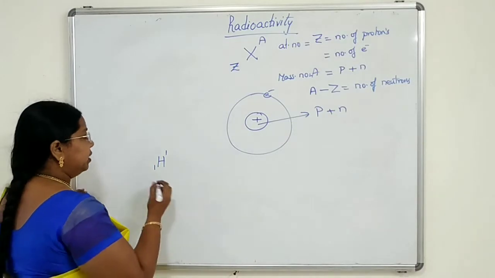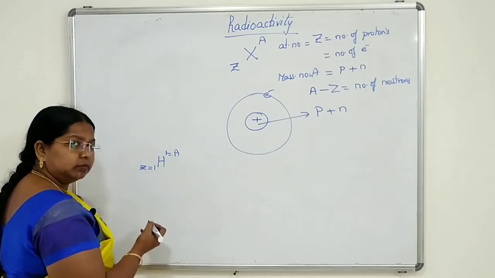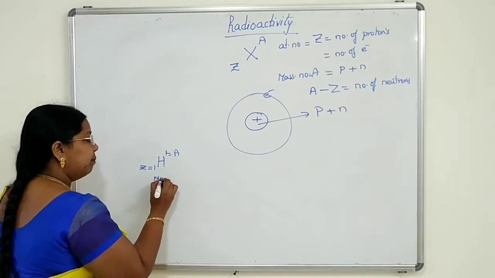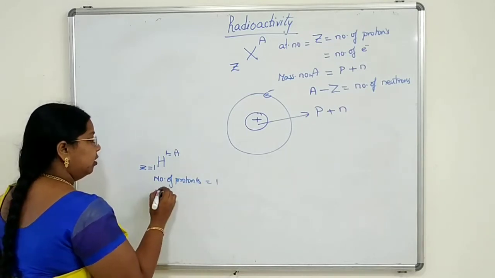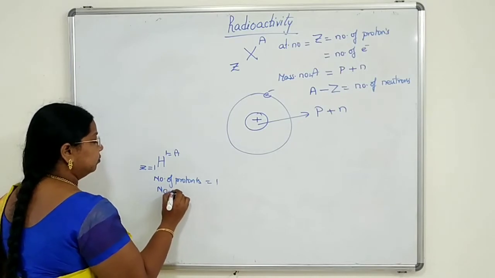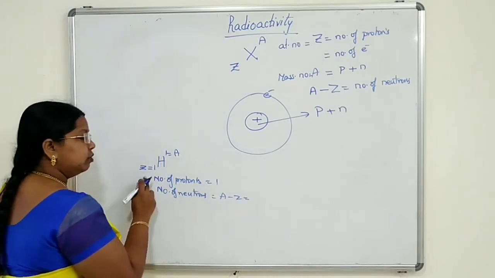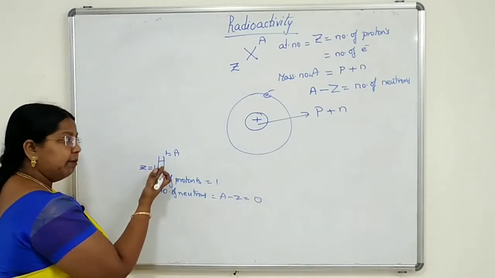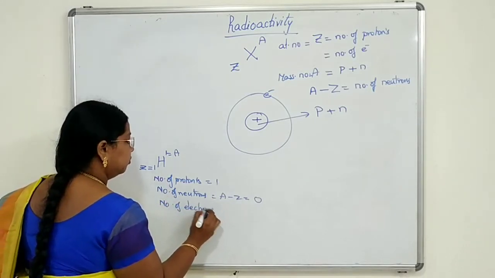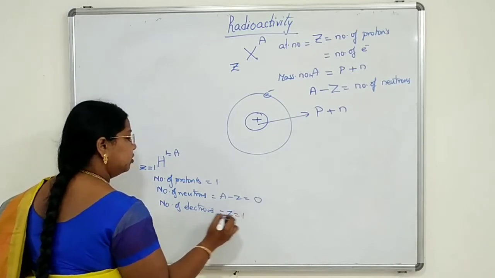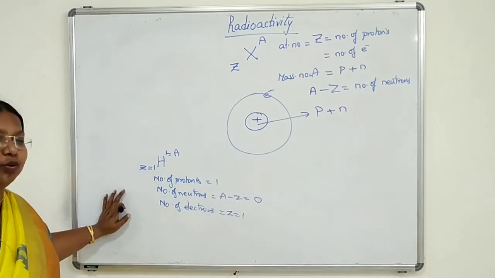Suppose let us take one example here. Hydrogen, atomic number is 1, mass number is 1. Number of protons is equal to 1. Number of neutrons, A minus Z, 1 minus 1, no neutrons. Number of electrons is equal to Z, that is equal to 1. So hydrogen has 1 proton and 1 electron, no neutrons.